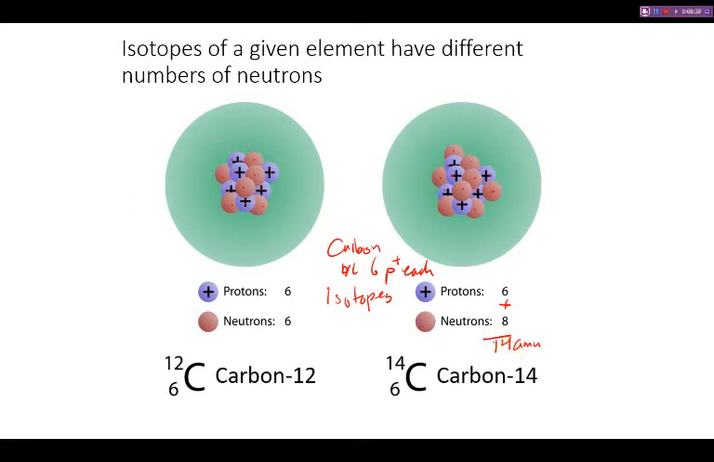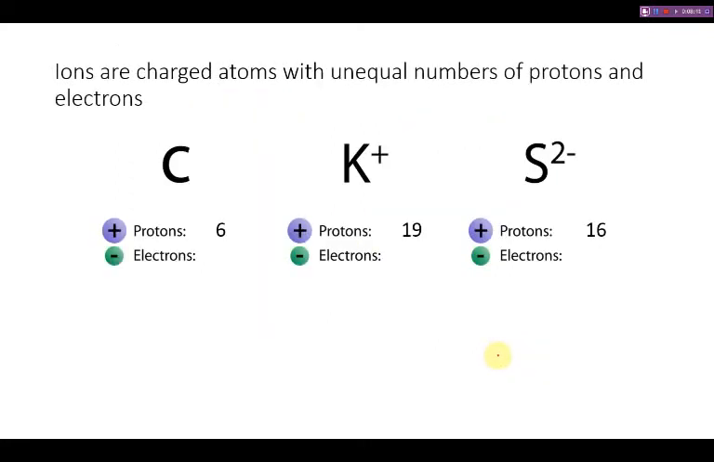We're going to now turn to what are called ions. And ions are charged atoms that have unequal numbers of protons and electrons. To the right of the elemental symbol, you have either a charge or the absence of a charge. When there's just a positive or negative sign, it's implied that there's also a 1 there. So what we see here is that carbon in this case is neutral. Potassium has a positive 1 charge, and sulfur has a negative 2 charge.